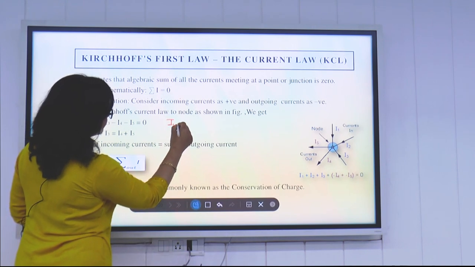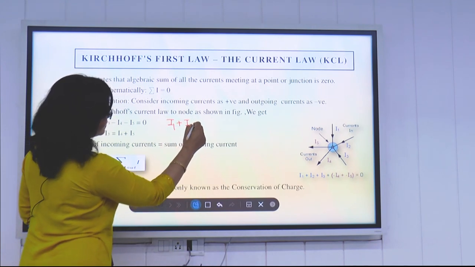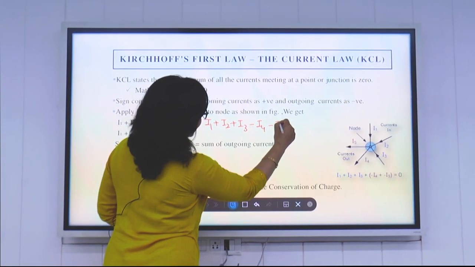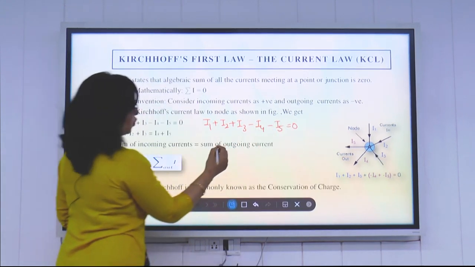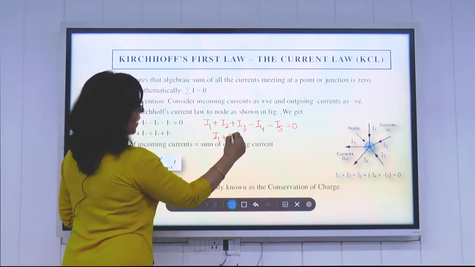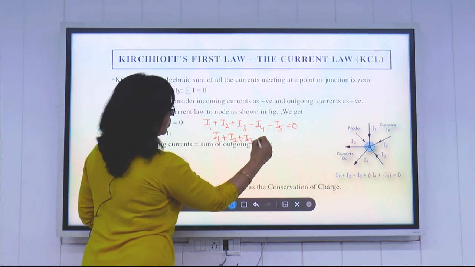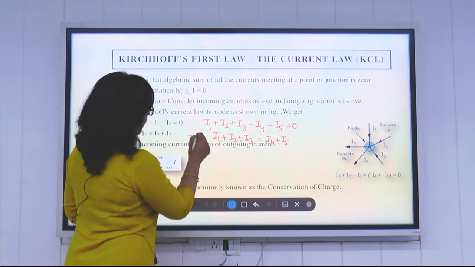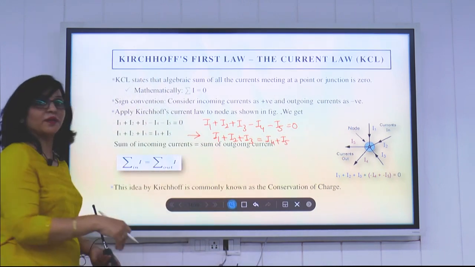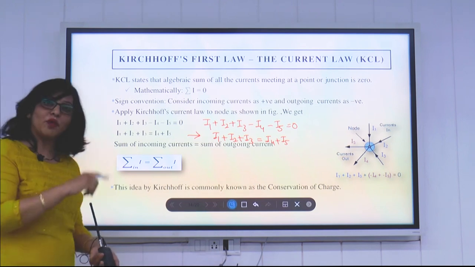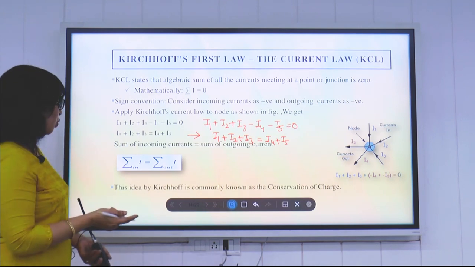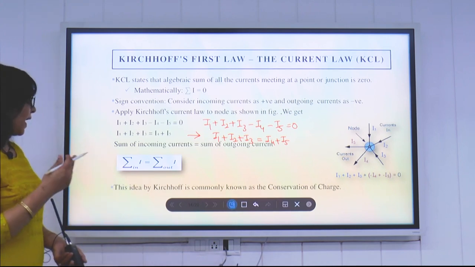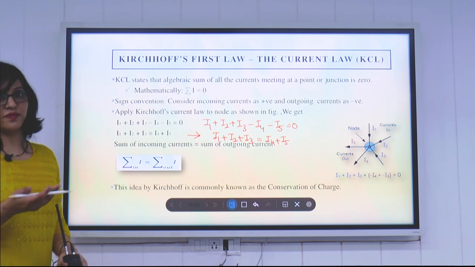I1 is an incoming current, plus I2 also incoming, plus I3, minus outgoing currents, as outgoing currents are negative. So it comes out to be I1 plus I2 plus I3 is equal to I4 plus I5. Applying KCL at this point, another statement comes out: the sum of incoming currents is equal to the sum of outgoing currents. Summation of I in is equal to summation of I out. This idea of Kirchhoff's law is commonly known as conservation of charge.